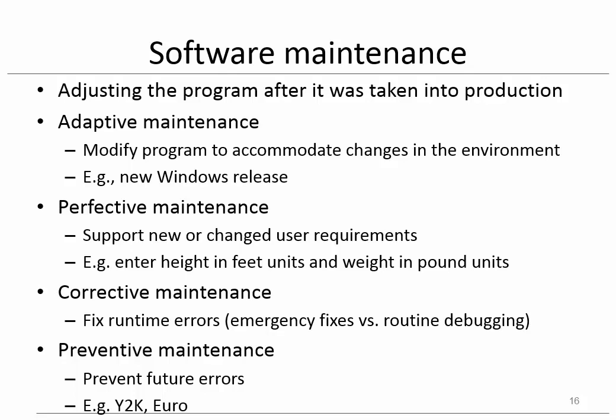Perfective maintenance refers to the support of new or changed user requirements. Think about our BMI example. There, the height was entered in meters and the weight in kilos. But imagine that you also want to run your BMI program in the UK, where height is typically expressed in feet and weight in pounds. So if you want to accommodate those new changed user requirements, you have to do some perfective maintenance on your software program.